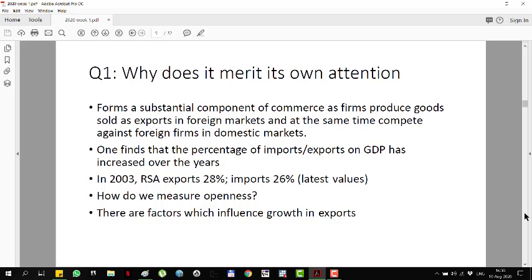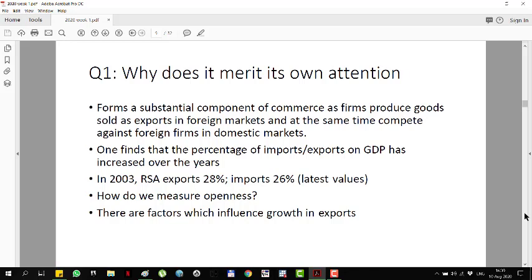And if you look at it in terms of how big exports and imports have been on GDP, you'll find that, okay, the information here is older, but it's relatively been similar, and you can go find more recent statistics. But in 2003, South African exports were 28% of GDP, and imports were 26% of GDP. So that's quite a substantial piece of GDP.